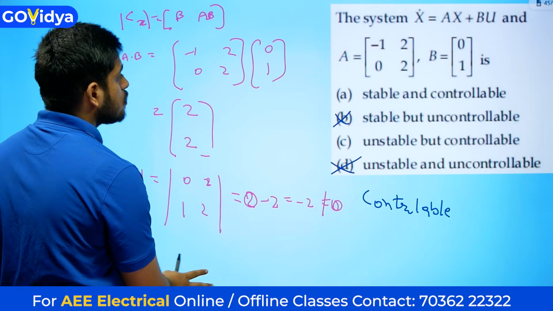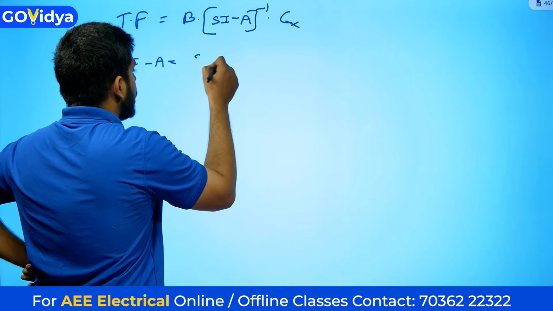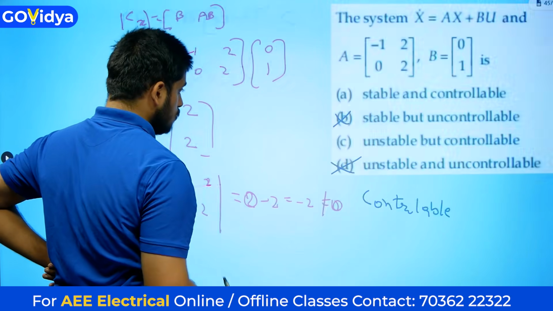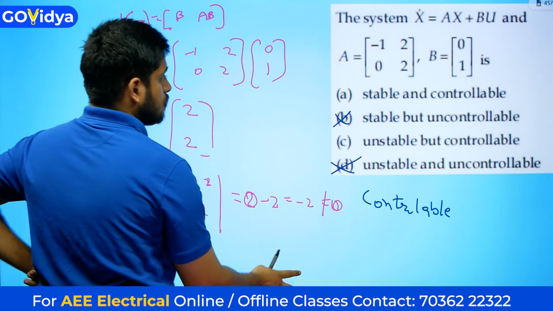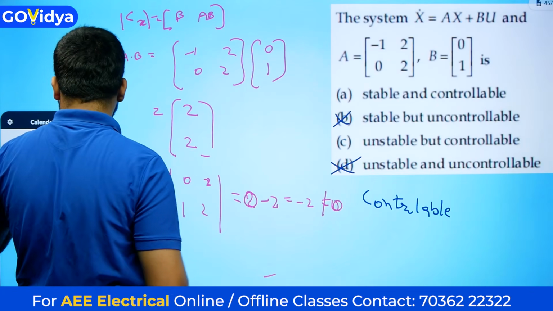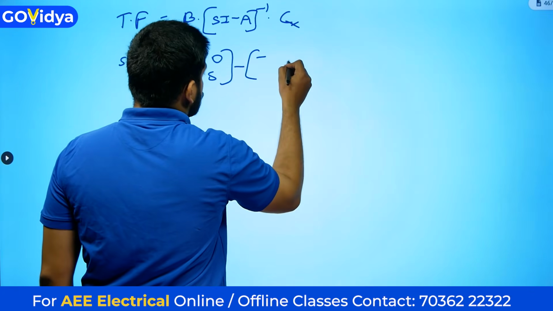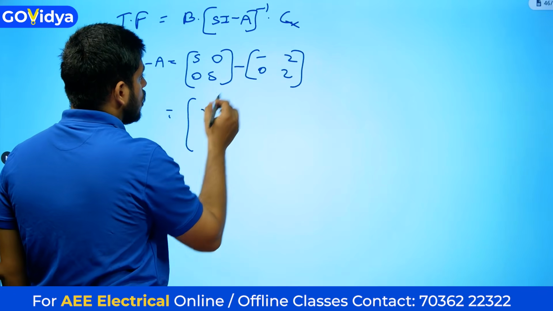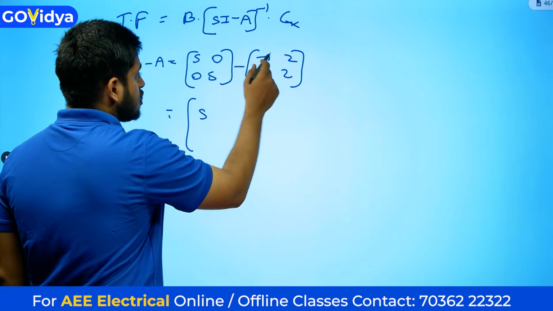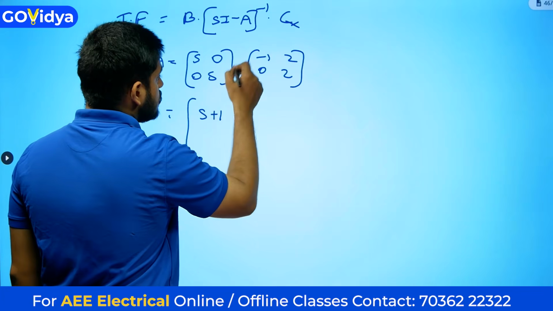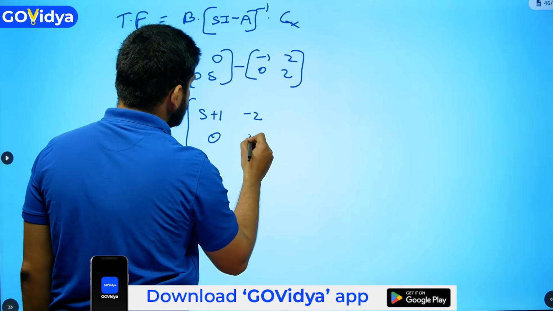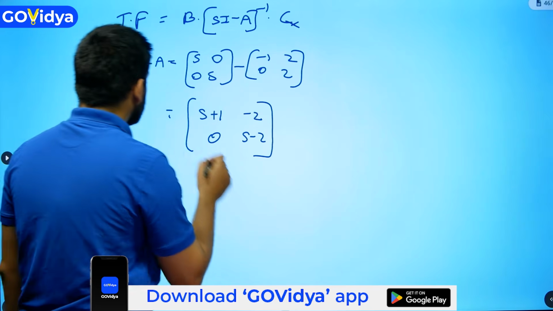A would be minus 1, 2, 0, 2. So S 0, 0 S minus A, and A is minus 1, 2, 0, 2. So S minus of minus 1 is S plus 1. 0 minus 2 is minus 2. 0 minus 0 is 0. S minus 2 is S minus 2. These all are put here.